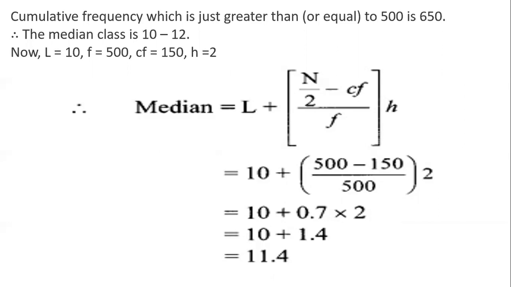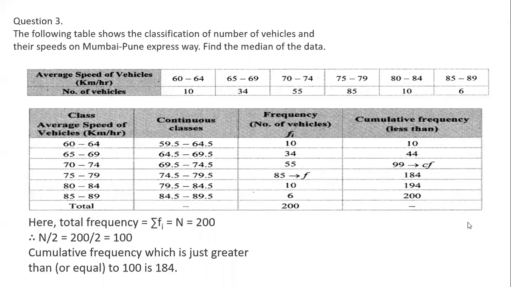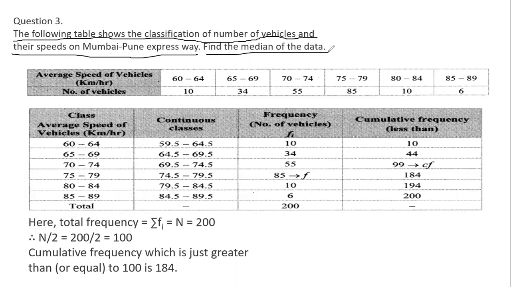Now we can see in the next class. Now we can start with the second one, but the second one is the same as the first one, so you have to solve it as homework. Now third one. The following table shows the classification of number of vehicles and their speed on Mumbai-Pune Expressway. Find the median of the data. So here you can see in the table average speed of the vehicles and number of vehicles is given.